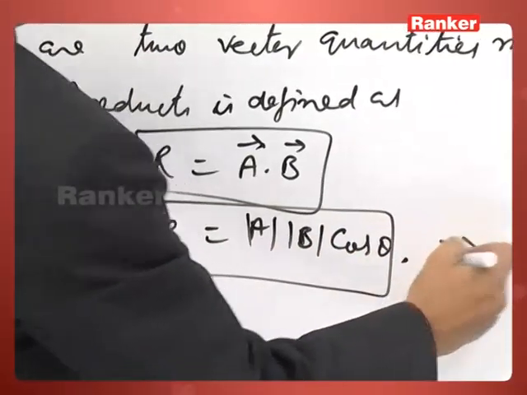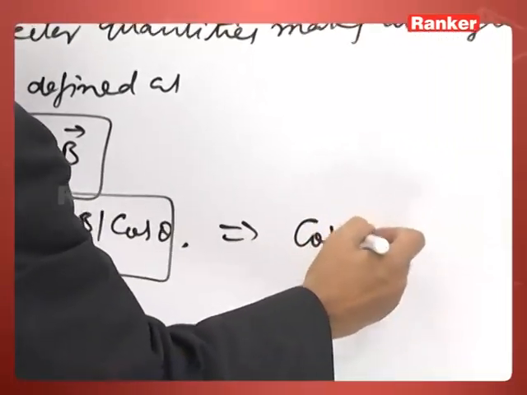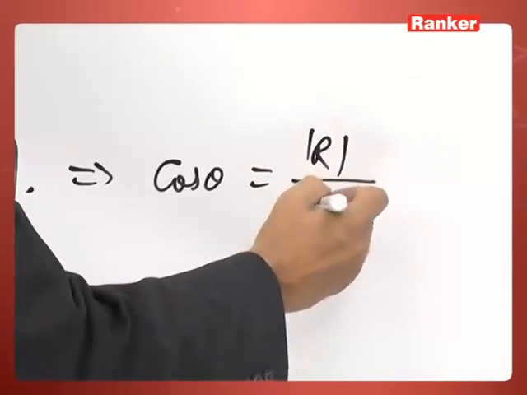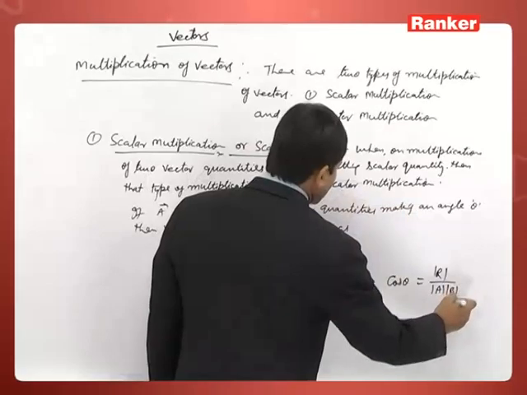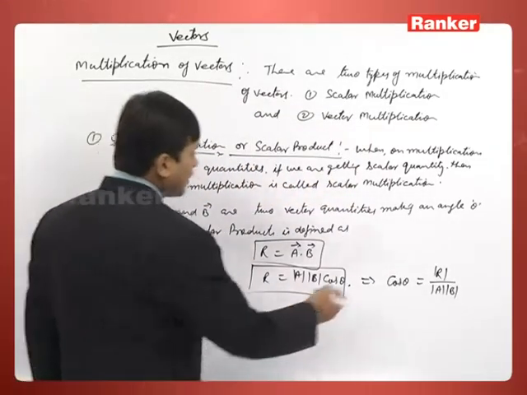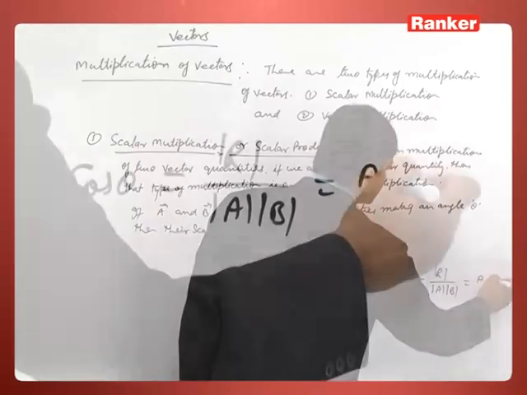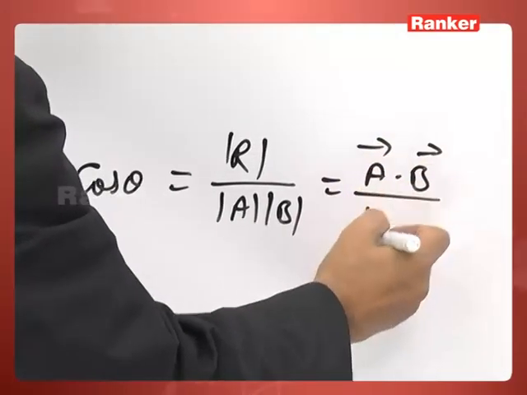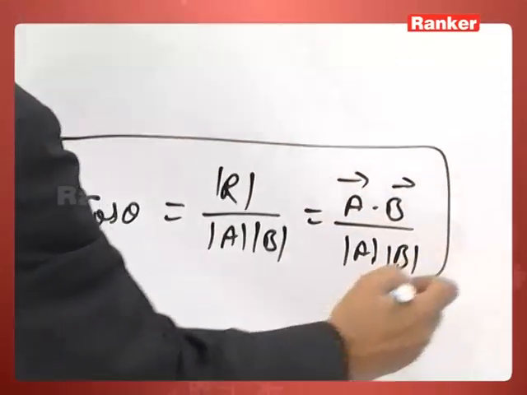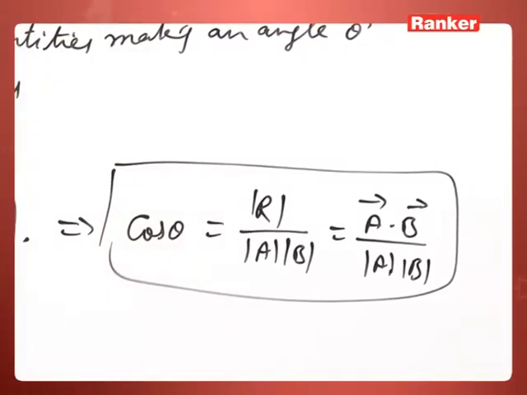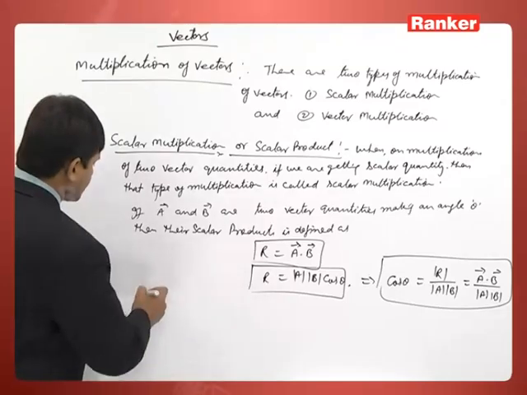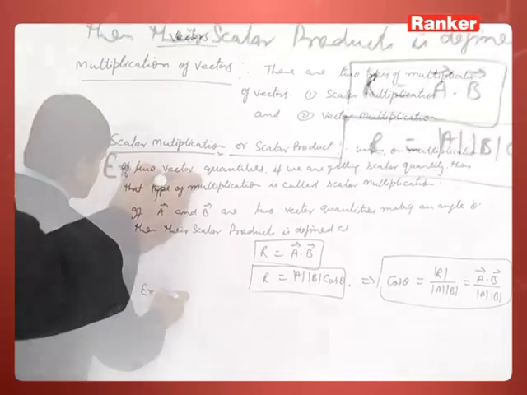From here we can get theta also: cos theta equals R by mod A mod B, or R can be written as A dot B by mod A mod B. In this manner we can get the value of cos theta also. Examples of scalar product.